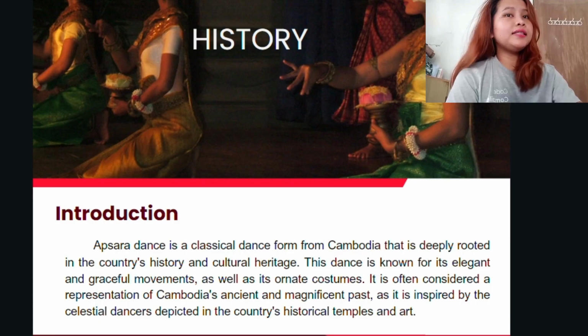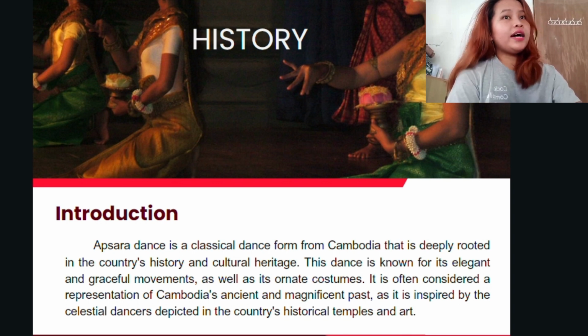Apsara dance is a classical dance form from Cambodia that is deeply rooted in the country's history and cultural heritage. This dance is known for its elegant and graceful movements as well as its ornate costumes. It is often considered a representation of Cambodia's ancient and magnificent past, as it is inspired by the celestial dancers depicted in the country's historical temples and art. Apsara dance has its origins in the Khmer Empire, which flourished from the 9th to 15th centuries. The dance was inspired by the Apsaras, celestial nymphs or goddesses depicted in Hindu and Buddhist mythology.